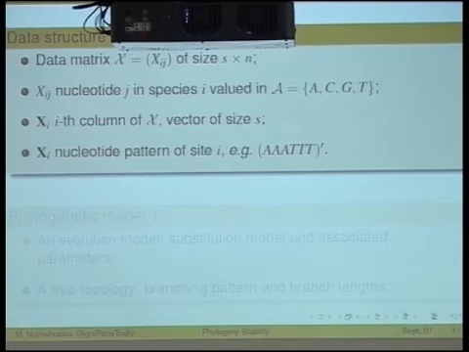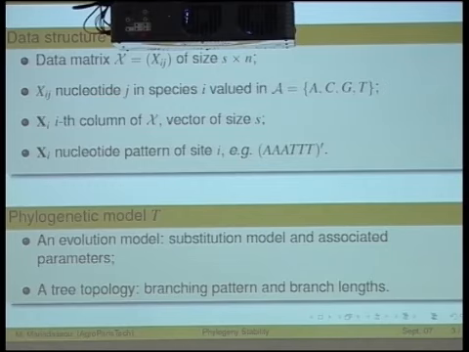And what I call a phylogenetic model is the combination of both a tree topology, that is a branching pattern with the branch lengths, and the evolution model, a substitution model with the associated parameters. So it doesn't matter exactly what evolution model you consider. The thing which is really important about this phylogenetic model is that given a nucleotide pattern and given a phylogenetic model, I can compute the likelihood of my pattern under my model. So I need both the topology and the evolution model.